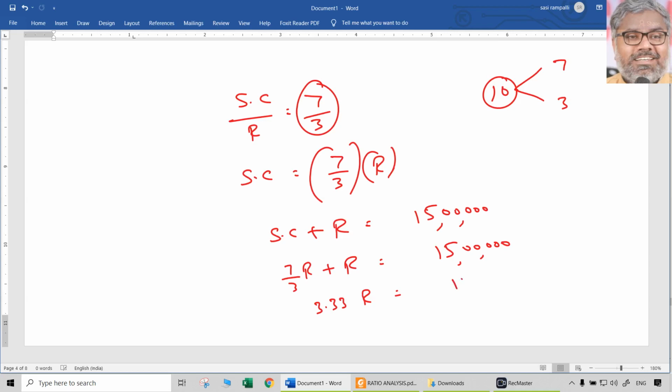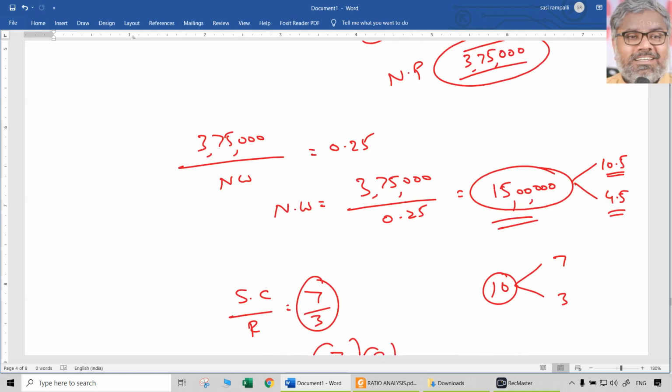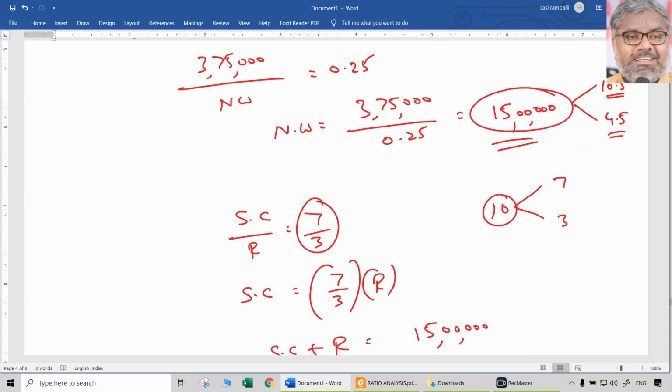Yeah, is equal to 15 lakhs. So 15 lakhs divided by 3.33333, whatever you take it, approximately it comes to the same thing as 4,50,000. So we don't need to do all that. We can save time by just distributing the total 15 lakhs, because among them the ratio is 7:3. Total is 10. That 10 is represented by 15 lakhs.